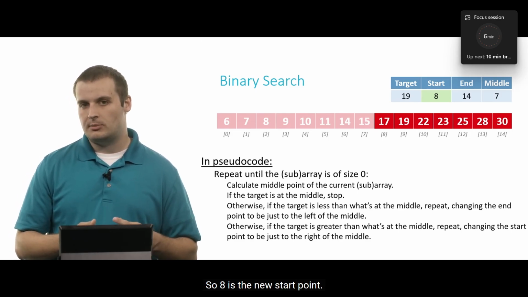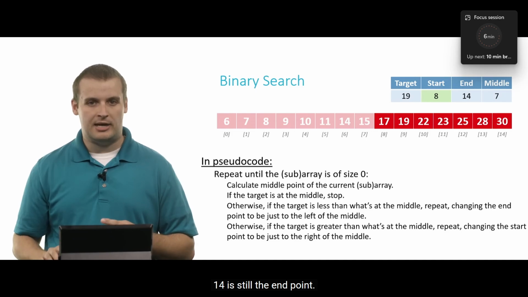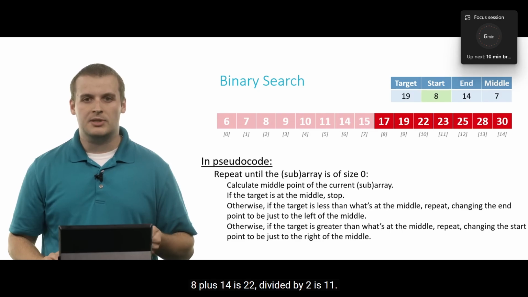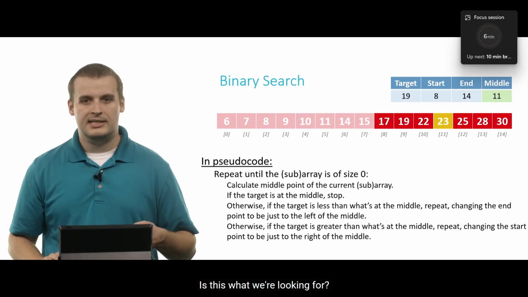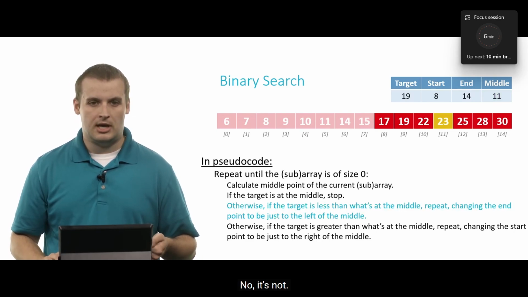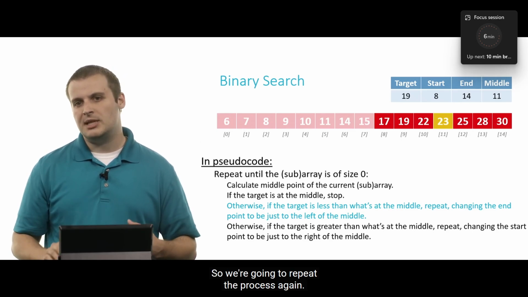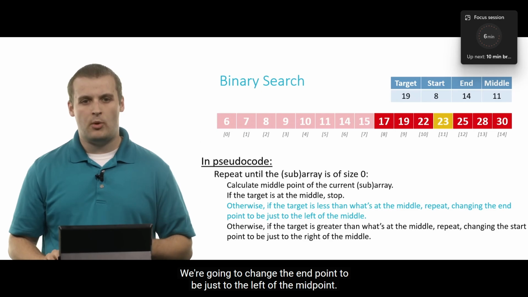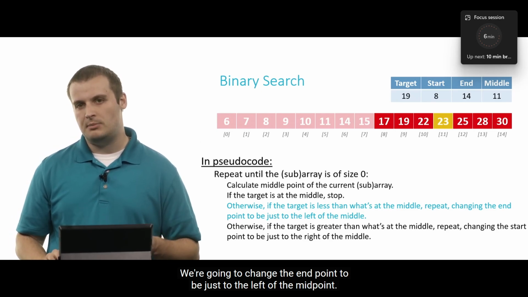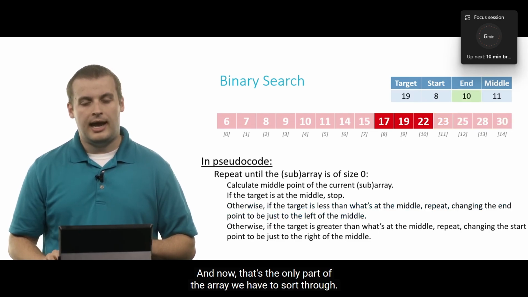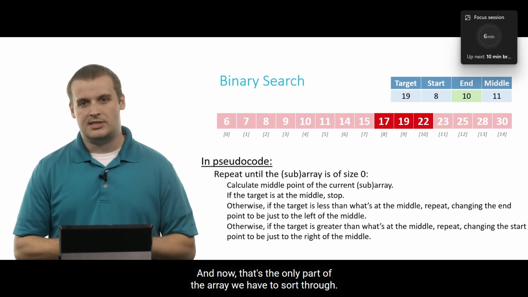So 8 is the new start point, 14 is still the end point, and now we go over this again. We calculate the new midpoint. 8 plus 14 is 22, divided by 2 is 11. Is this what we're looking for? No, it's not. We're looking for a value that's less than what we just found. So we're going to repeat the process again. We're going to change the end point to be just to the left of the midpoint. So the new end point becomes 10. And now that's the only part of the array we have to sort through.